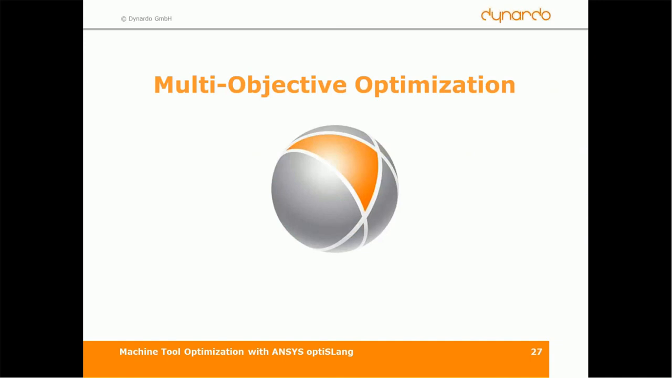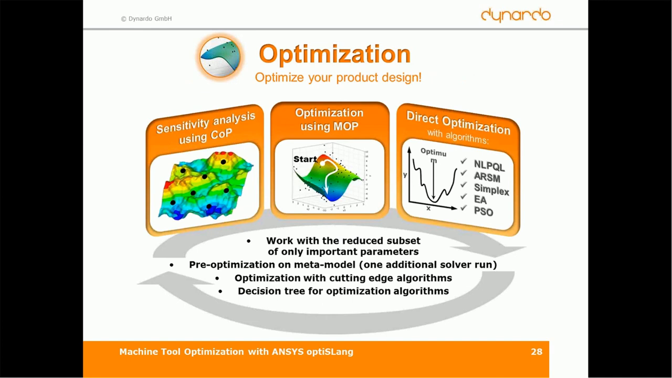So let us come to the next point, optimization. We had several objective functions. This is so-called multi-objective optimization. I just want to give a short overview of the optimization algorithms available in optiSLang. What is the overall procedure we recommend?